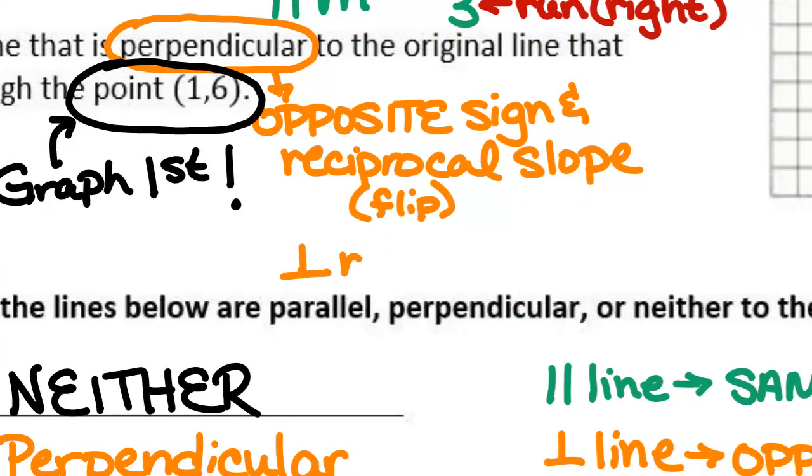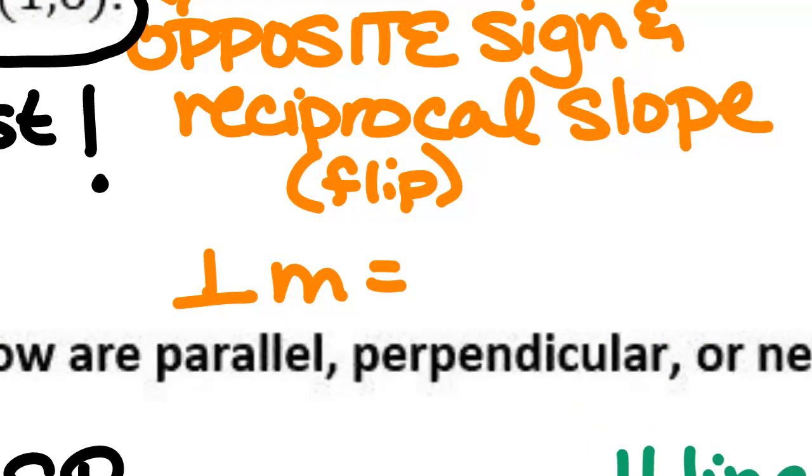My perpendicular slope, I have to look at my original slope, which was 1/3. That's a positive. So my perpendicular slope will be a negative. And then I take the fraction and I flip it over. Instead of 1 on top and 3 on bottom, it's 3 on top and 1 on bottom.